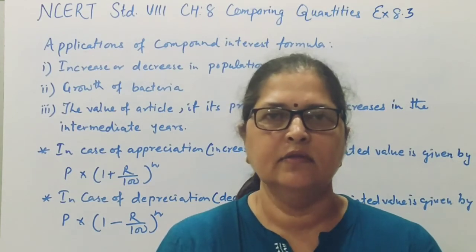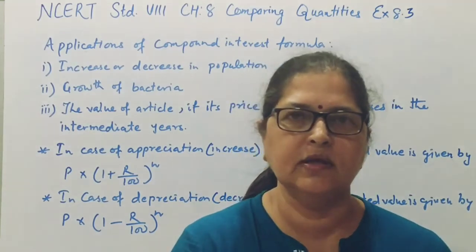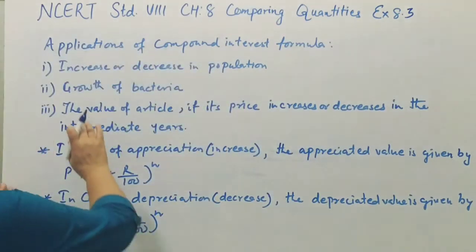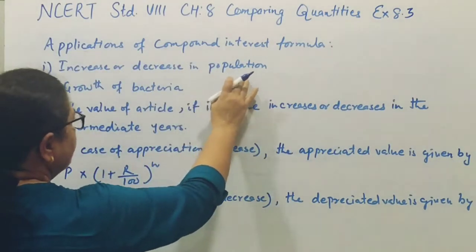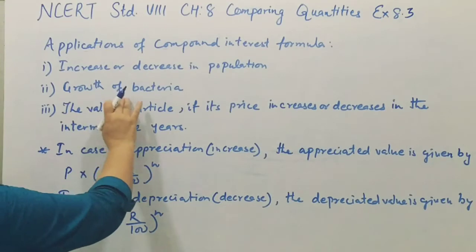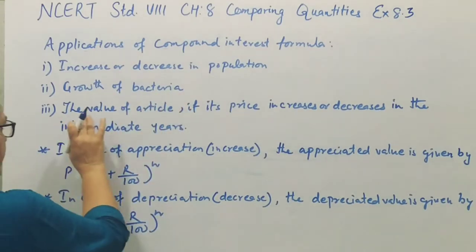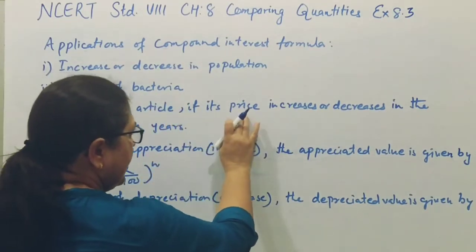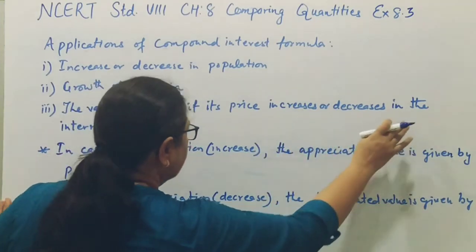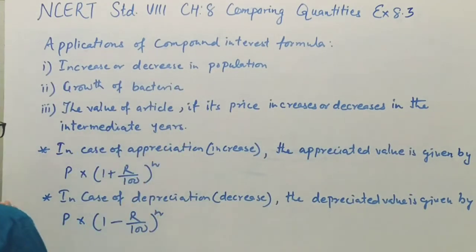Now we will learn some applications of the formula of compound interest. The same formula is also used in case of number 1, increase or decrease in population, number 2, growth of bacteria, number 3, the value of an article if its price increases or decreases in the intermediate years.